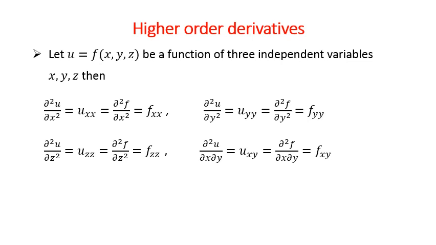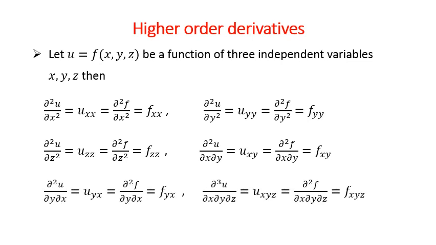Next we find dou square u upon dou x dou y. First differentiate u partially with respect to y, then again differentiate with respect to x, and we get dou square u upon dou x dou y, which is known as a mixed derivative. Similarly, we can find dou square u upon dou y dou x and dou cube u upon dou x dou y dou z and so on.